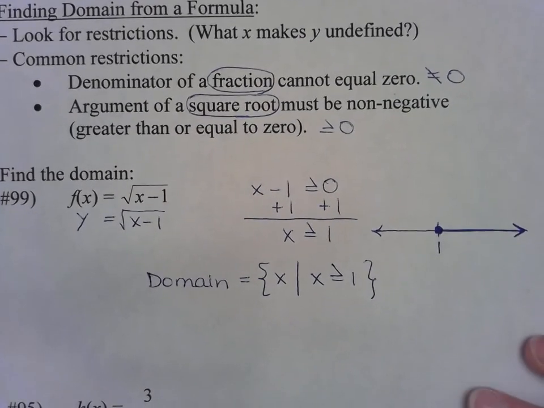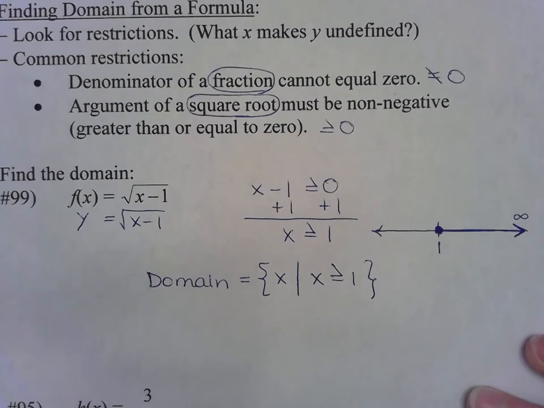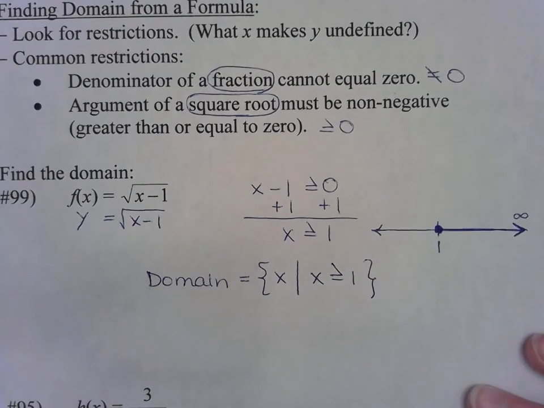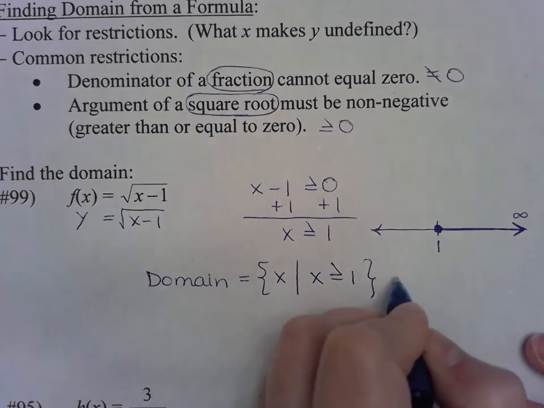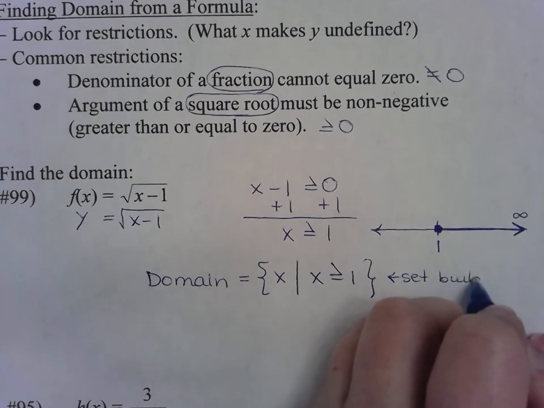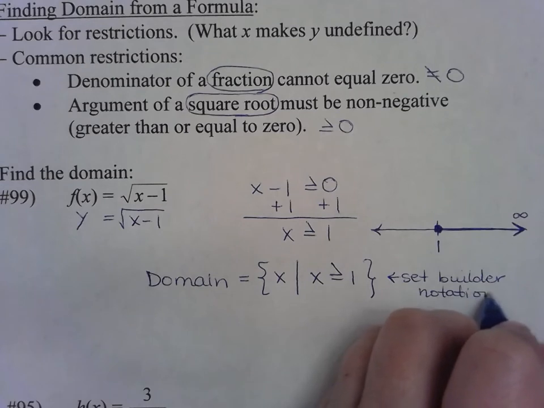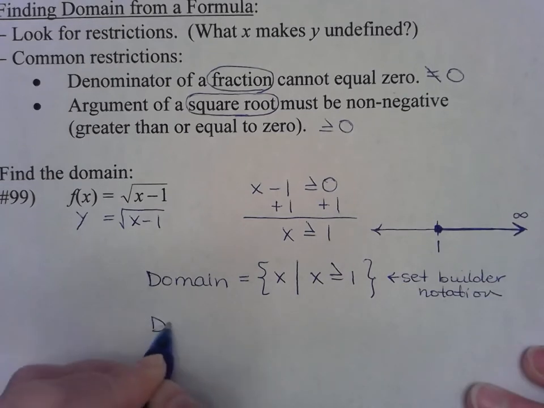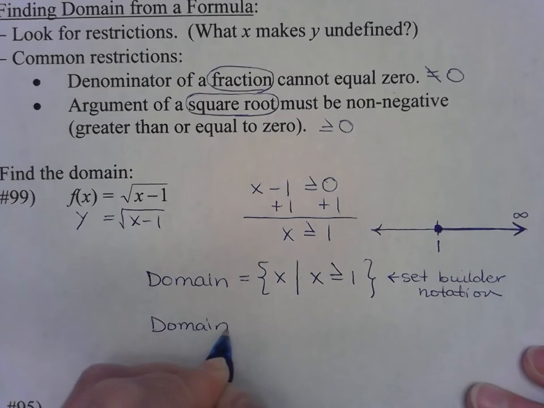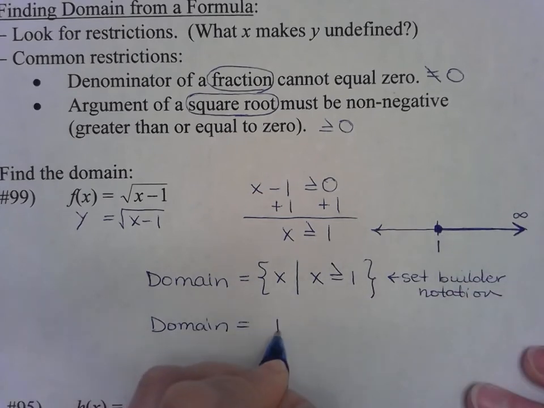Okay, so any number that's equal to 1, or greater, right? And when I go all the way up to the arrow, that's representing infinity. So again, let me label these. This is set builder notation. And then interval notation, we're going to list the endpoints from left to right. So from 1 to infinity.